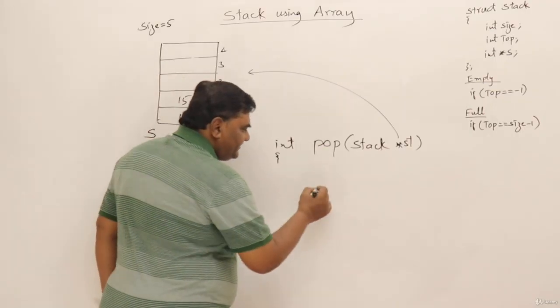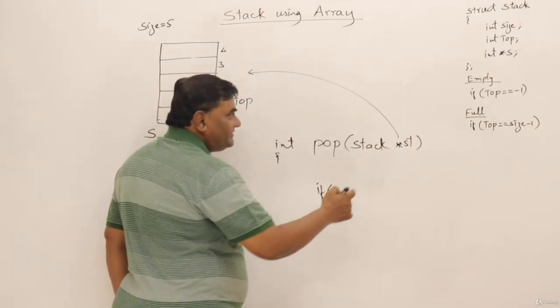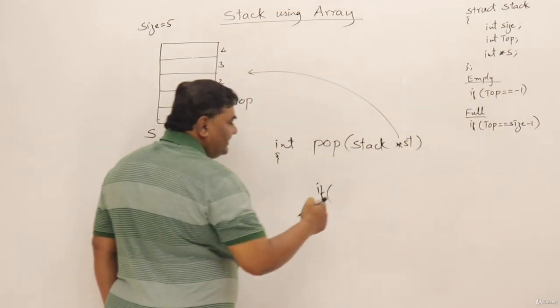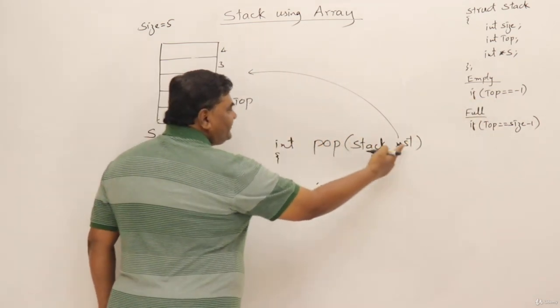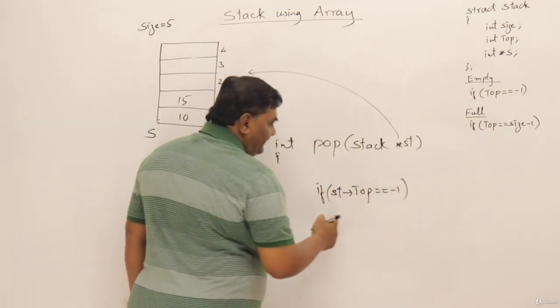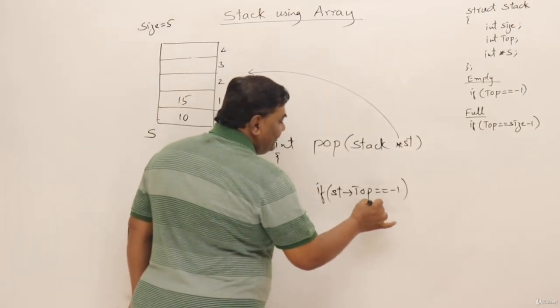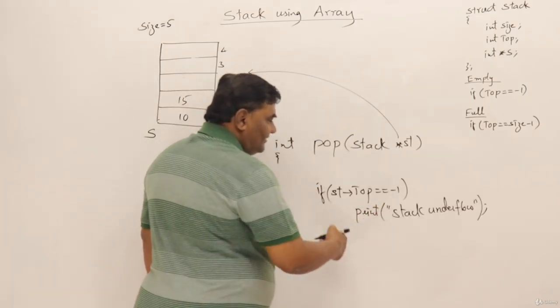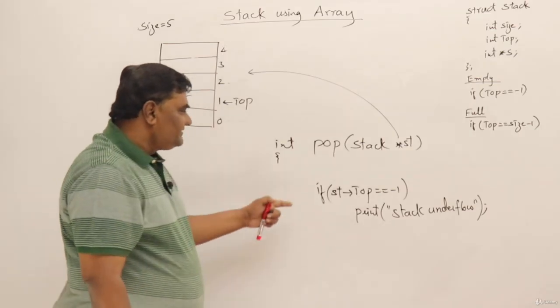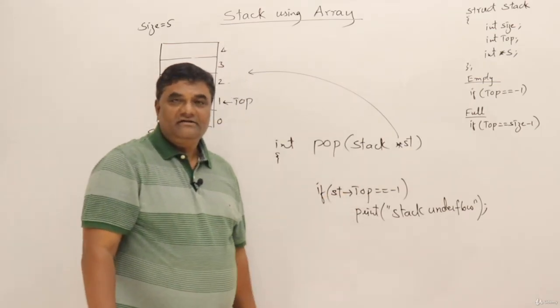So first I will check if the stack is empty. What is the condition? Top is equal to -1. I cannot say top directly; I have to say st->top. If st->top is equal to -1, then I should give a message: stack underflow. So if top is equal to -1, then stack underflow.